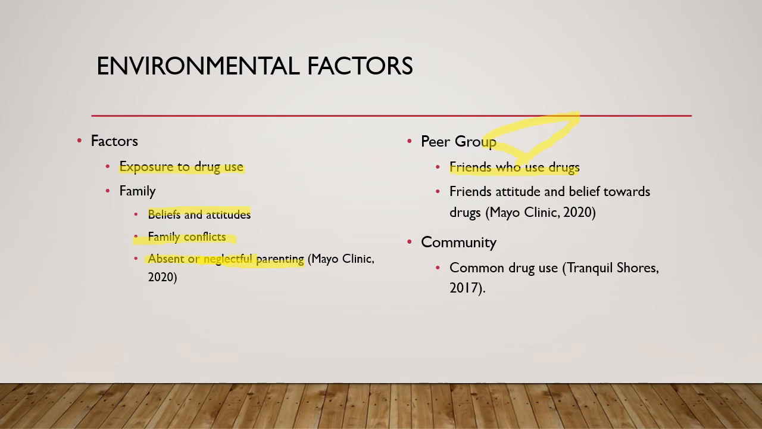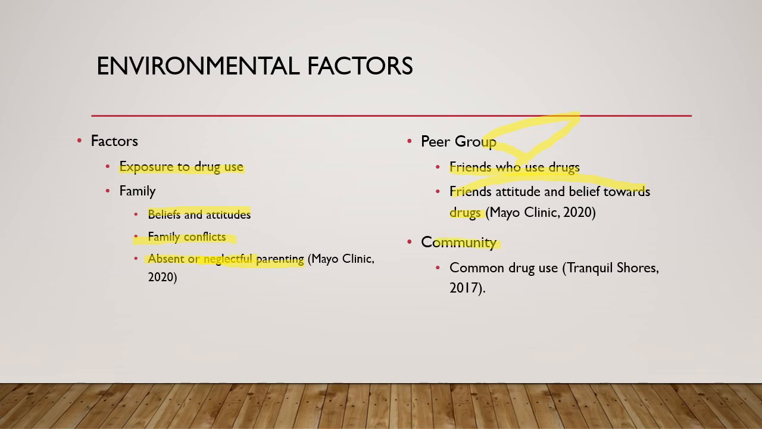The next item we have under peer group is the friends' attitudes and beliefs towards drugs. That is similar to the family beliefs and attitudes that we see over here. When an individual's peer group has an attitude of acceptance, or a belief that using substances and trying drugs is acceptable, the individual is more likely to adopt that idea as well, and then use drugs as well.